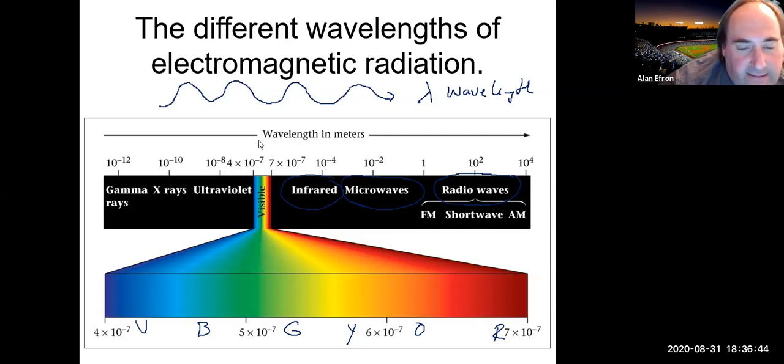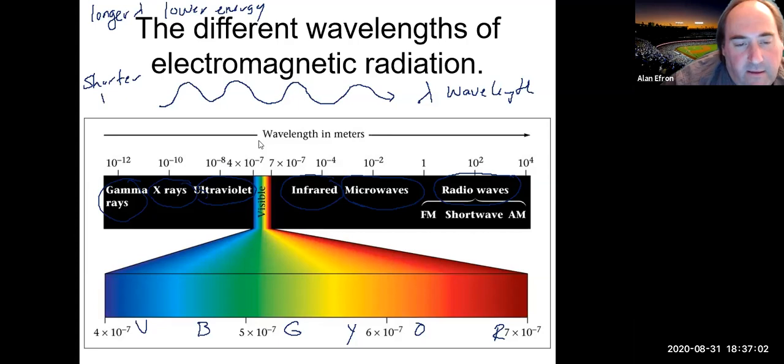Ultraviolet, right? X-rays and gamma rays. And the relationship between waves and energy is: the longer the wavelength, the lower the energy, and the shorter the wavelength, the higher the energy. So over here, this is the wavelength.